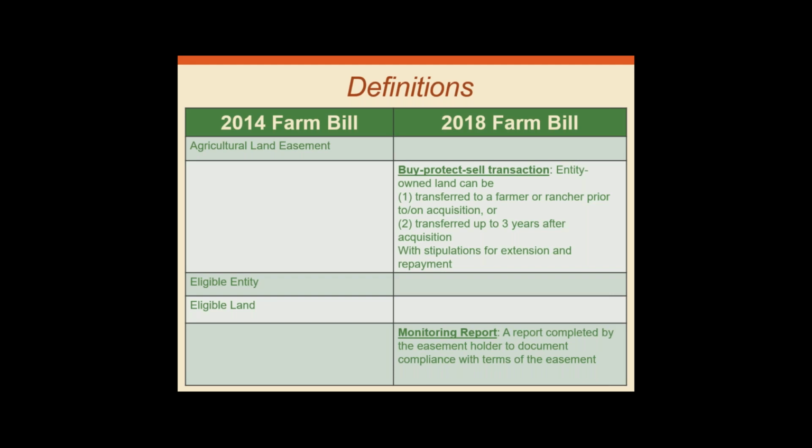There are a couple of new definitions in this section, and these will be referenced again throughout the bill. First is that there's a definition for buy, protect, sell transactions. And these are transactions where entity-owned land, land owned by a land trust, can be eligible for ACEP-ALE under certain conditions. The first is that if it's transferred to a farmer or rancher either prior to or right at acquisition of the easement, or there's an option for an entity to have up to 3 years after the acquisition of the easement to transfer that land to a farmer or rancher. There are also some stipulations for extension as deemed appropriate by the Secretary and repayment of ACEP-ALE funds in the cases where land is not transferred.